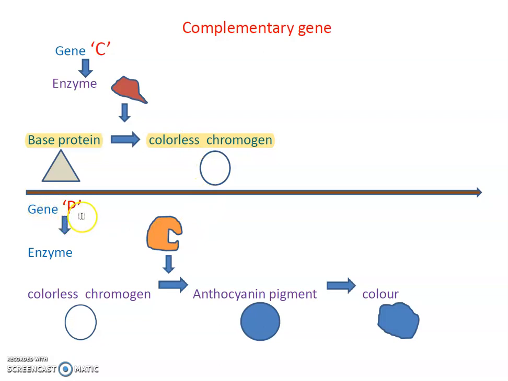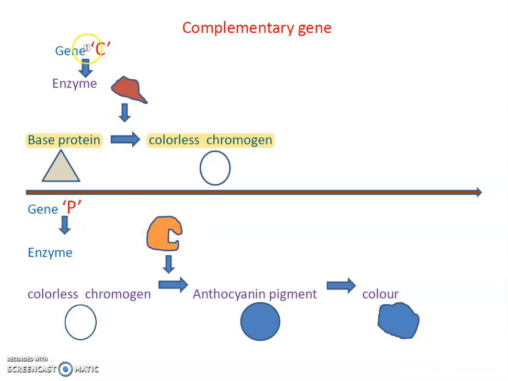And the function of gene P is also to produce an enzyme. This enzyme works on colorless chromogen and converts it into anthocyanin pigment. This anthocyanin pigment is responsible for color. So both genes, gene C and gene P, are responsible for production of color. How? Because of gene C, chromogen is developed, and this chromogen is converted into color by the enzyme produced by gene P.